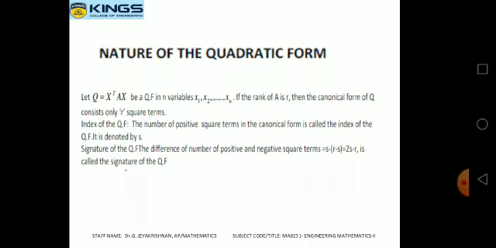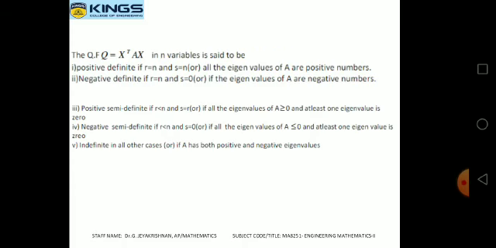Okay. Next, the nature of the quadratic form. Let Q equal to x transpose Ax be a quadratic form in n variables x1, x2, etc. xn. If the rank of A is r, then the canonical form of Q consists of only r square terms. Index of the quadratic form: the number of positive square terms in the canonical form is called the index of the quadratic form. It is denoted by s. The other one is the signature of the quadratic form: the difference of the number of positive and negative square terms, that means 2s minus r, is called the signature of the quadratic form. These are all the natures: rank, index and signature.